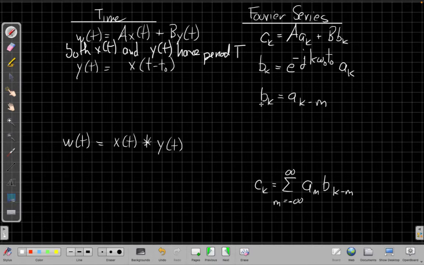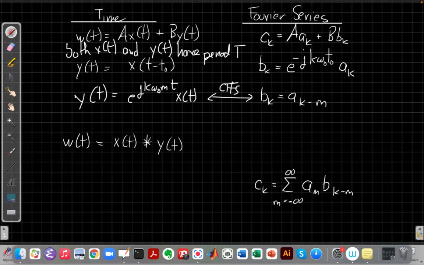Thinking in the other direction, what if I shift the Fourier series coefficient? What if I take a sub k and shift it by m on the Fourier side, in frequency? What do you expect to happen in the time domain? Pause and think for a second. Right, this is also multiplying by a complex exponential. So in this case, the new signal y of t will be multiplied by a complex exponential as well.